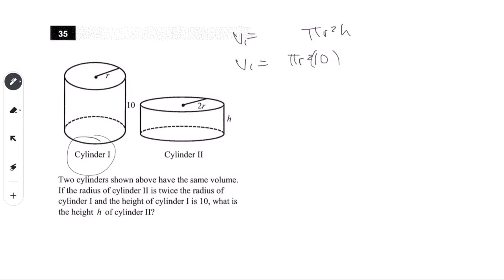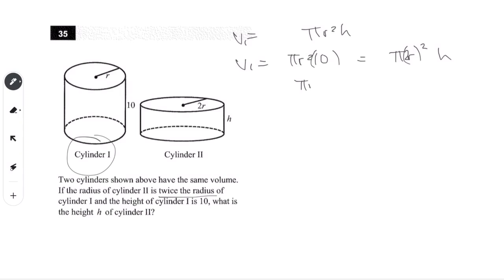Okay, and next we want to find the volume of cylinder 2. We know that the radius of cylinder 2 is twice the radius of cylinder 1. That's going to be equal to pi (2r) squared times the height, which is h. We can now simplify this out.